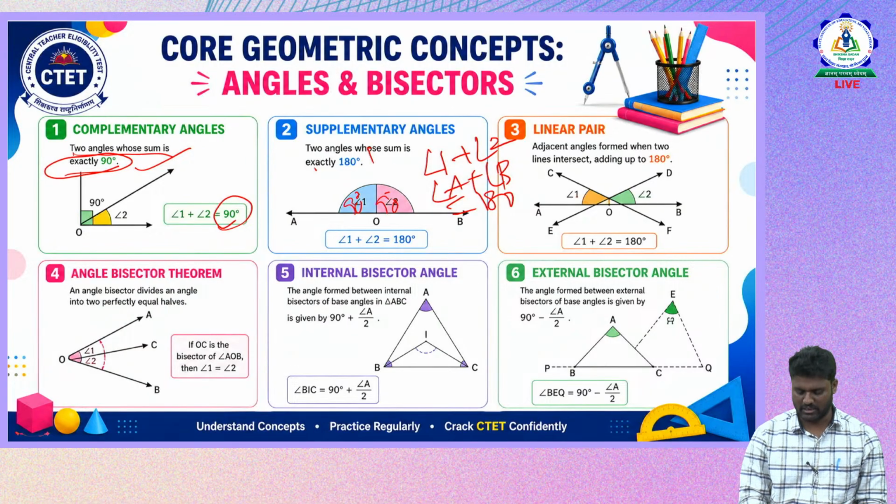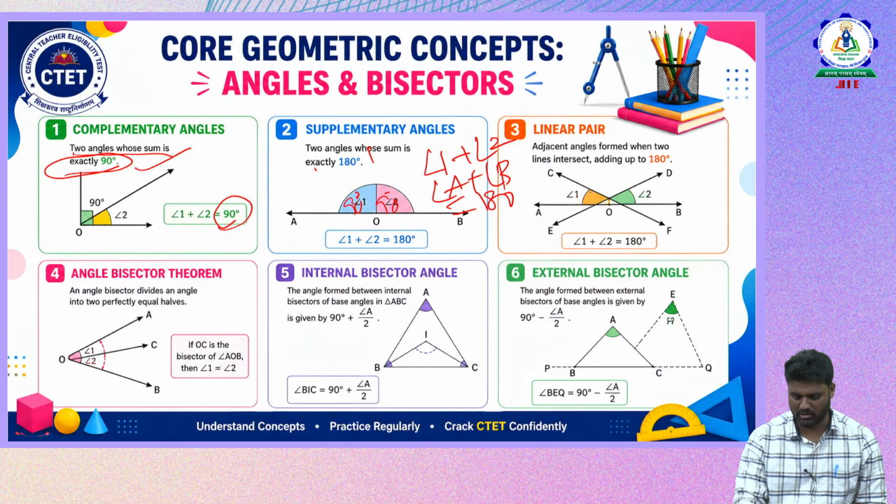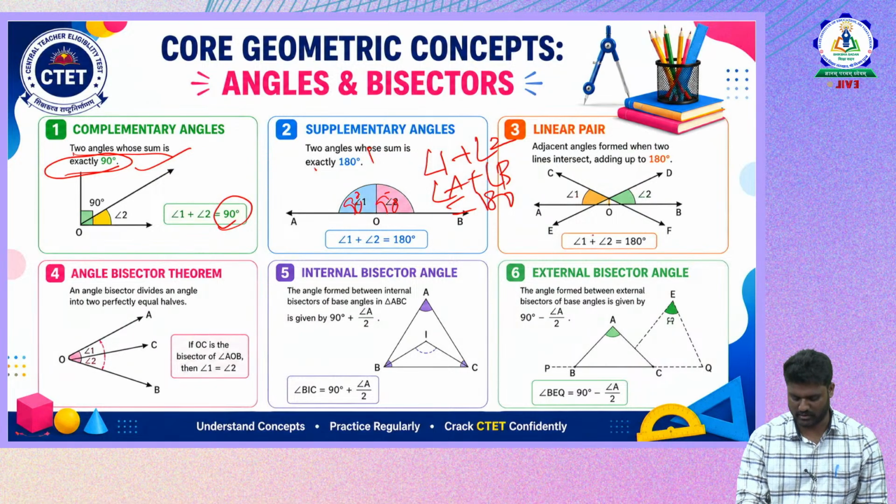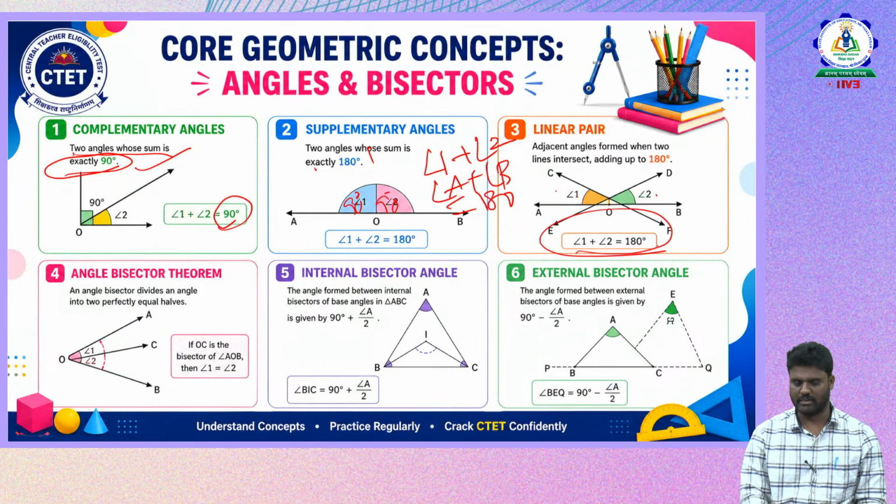The next one is linear pair. Adjacent angles formed when two lines intersect, adding up to 180 degrees. So now angle 1 and angle 2 are adjacent angles, and when they make 180 degrees, we say that these angles are a linear pair. For example, angle 1 plus angle 2 equals 180 degrees.